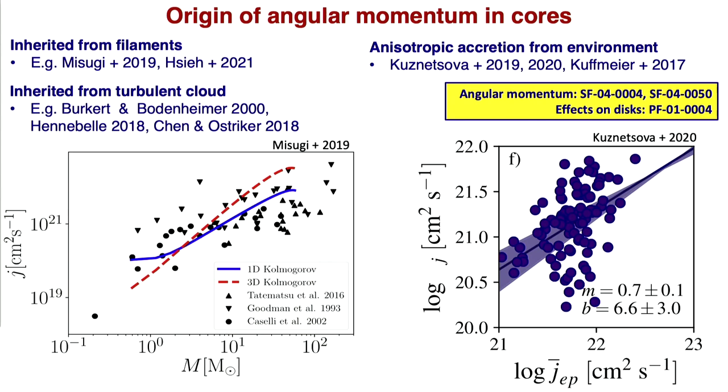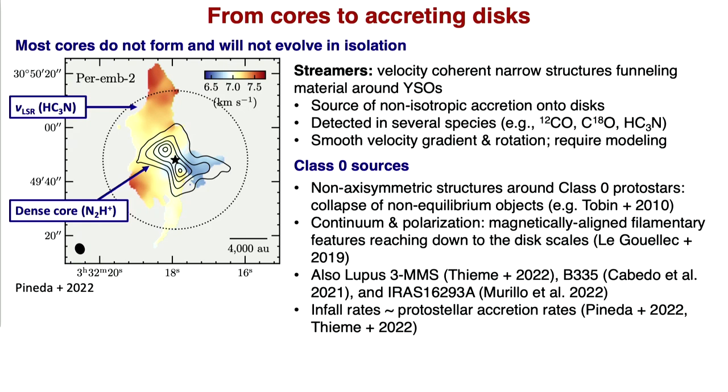And also anisotropic accretion from the environment, thank you, where the angular momentum here is showing the angular momentum of the core, and then the angular momentum of episodic accretion onto the core from the surroundings. And what the study finds is that the angular momentum can be randomized and increased quite a bit from accretion from those filamentary structures in the outer layers onto cores. So cores to accreting disks, most cores do not form and will not evolve in isolation.